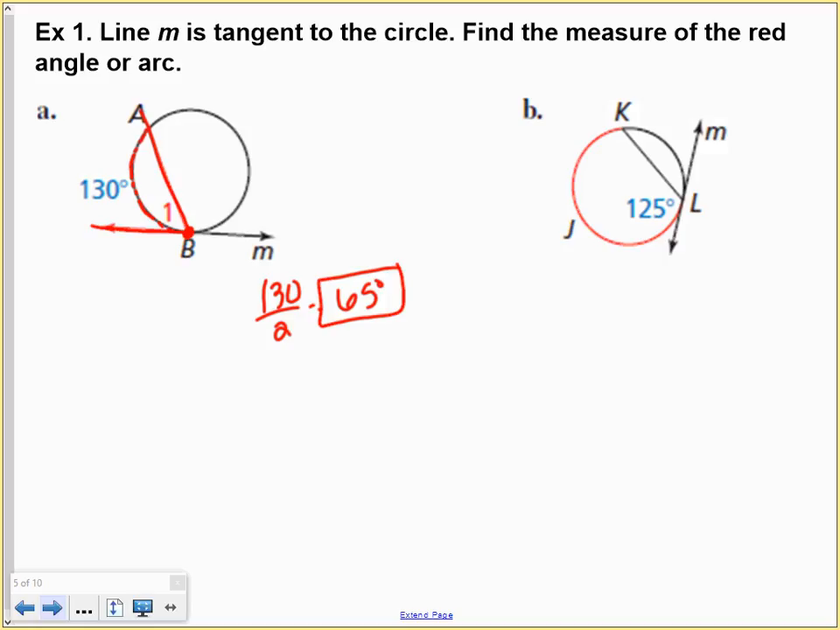Letter B, we're looking for this arc. That arc is intersected by this angle. Vertex is on the circle, so the angle is 1/2 of the arc. So how would I find my arc here? Double it. 125 doubled is 250. Remember, the arc is always bigger than the angle.